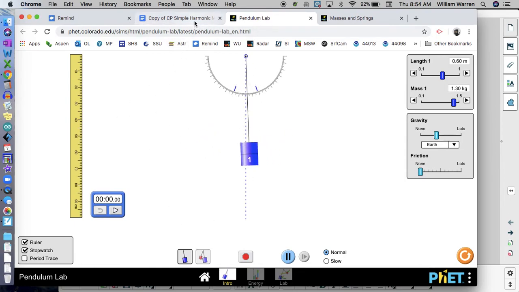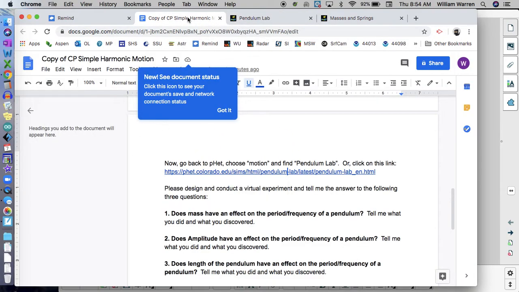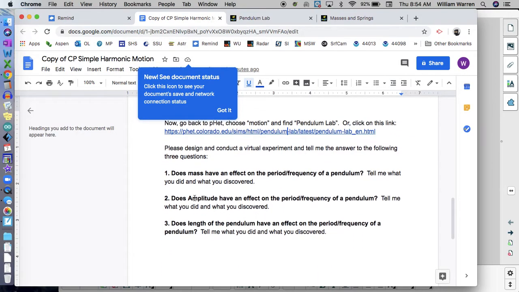You are to find that out by just timing this thing and seeing how it goes and just answering these questions. Does mass have an effect on the period or the frequency? Well, you change the mass. Did the number stay the same as the original? Okay. Does amplitude? That means how far it swings, right?